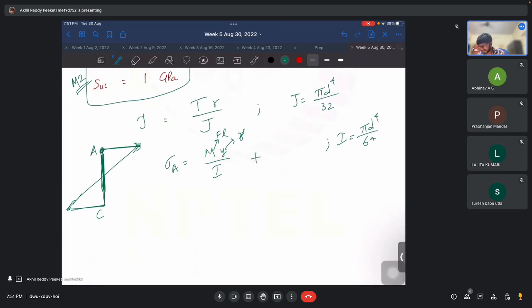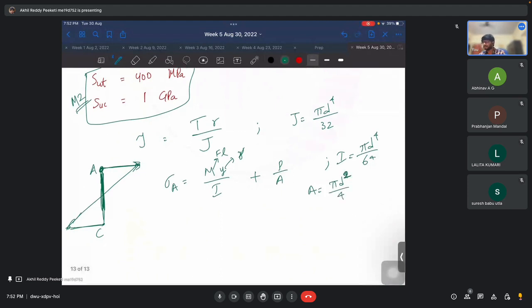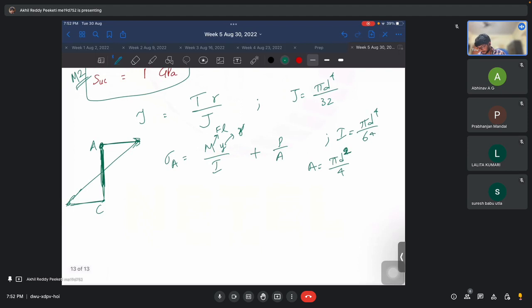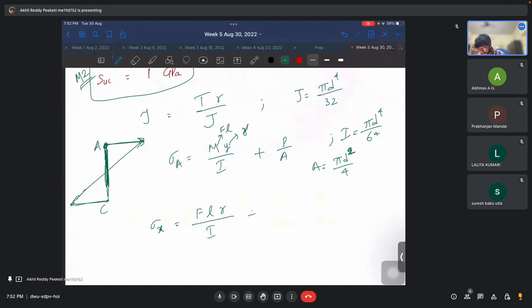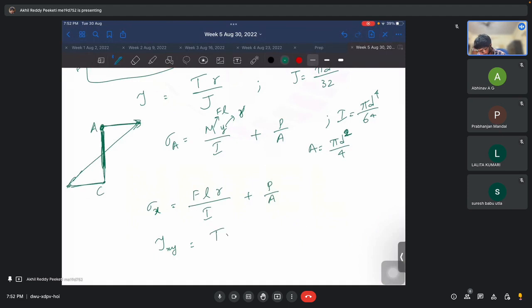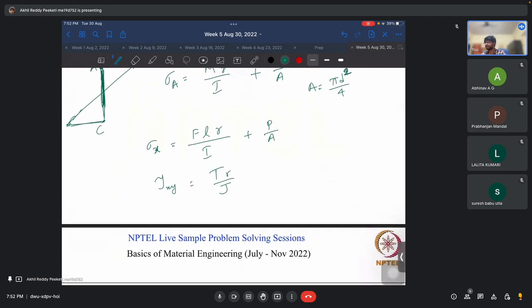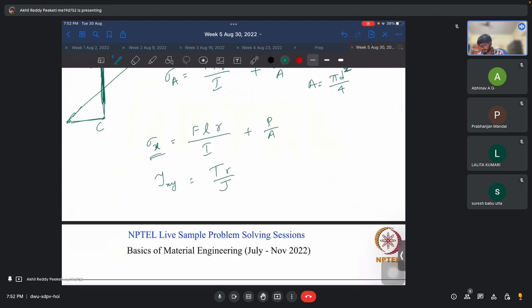So this plus the axial load P by A, where A is the area, is pi d square by 4. Okay. So now we have sigma x at point L. Let's take this axial direction as sigma x. So sigma x at L is M y by I plus P by A, and tau xy is torque into R by J. So is this clear?